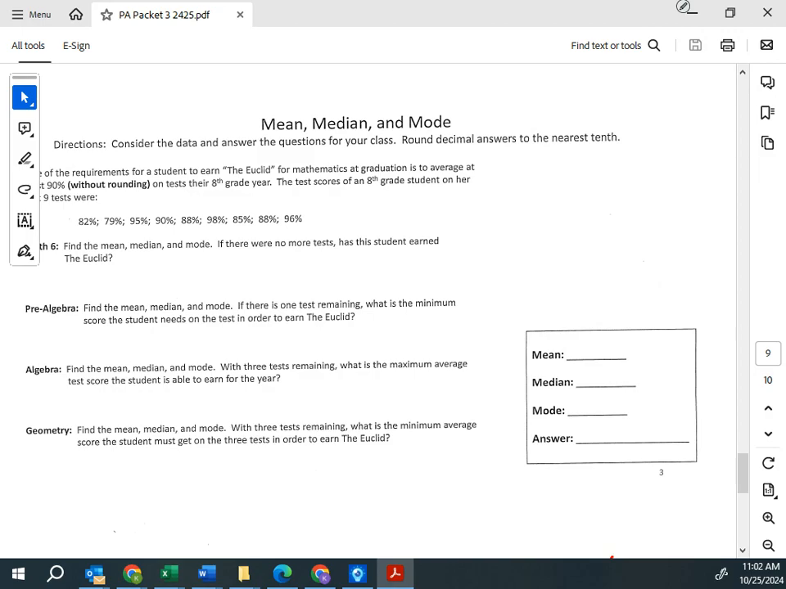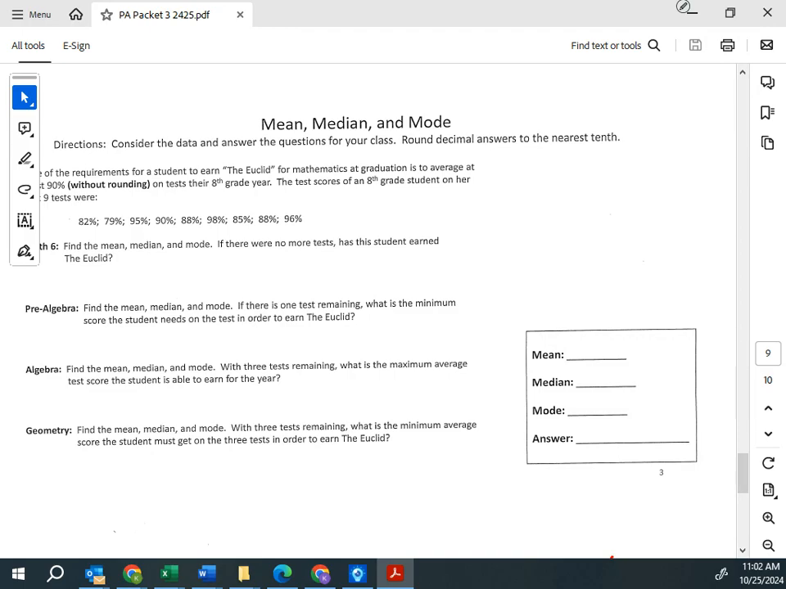If there is one test remaining, what is the minimum score the student, oh, I take that back. Rosa did get the Euclid. It was the Aiden Thomas Award she was going for that she missed, but she got the Euclid. Okay, sorry. Side note. Bad mom moment. Forgot what award my kid got.